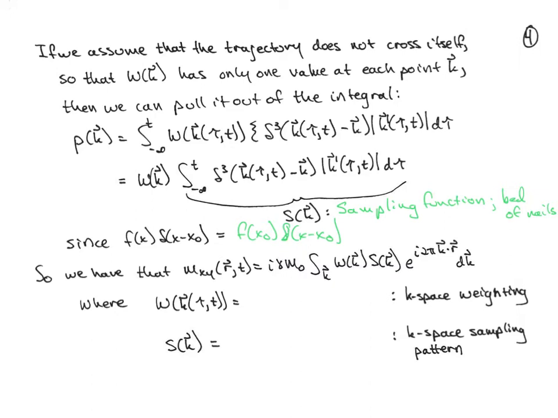Okay, so putting this together, we have now that the excited magnetization is equal to the Fourier transform of this w of k weighting function times the sampling function, right? This just ends up being ones at the locations we visit with the trajectory and zeros elsewhere, times the complex exponential from the k-space weighting, and then integrating over all k-space. Where here again the weighting function is b1 of tau divided by k prime of t comma tau, and s of k, the sampling function, is the integral from minus infinity to t of delta cubed of k of tau comma t minus k, times the absolute value of the derivative of k. And then there's a d tau here.